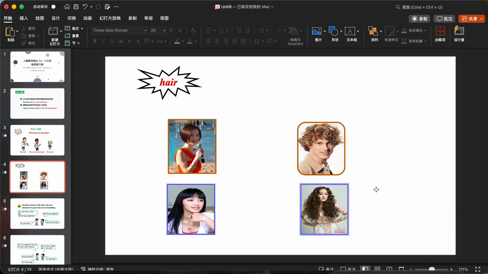So from this topic, I will use the redundancy principle to ask students to describe the 4 different kinds of hair, because these 4 pictures are totally different. And then I will illustrate. So I think here I can apply the redundancy principle.